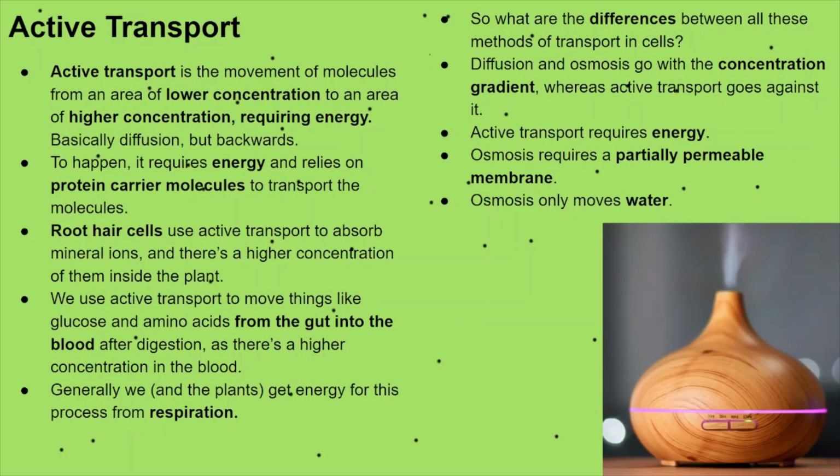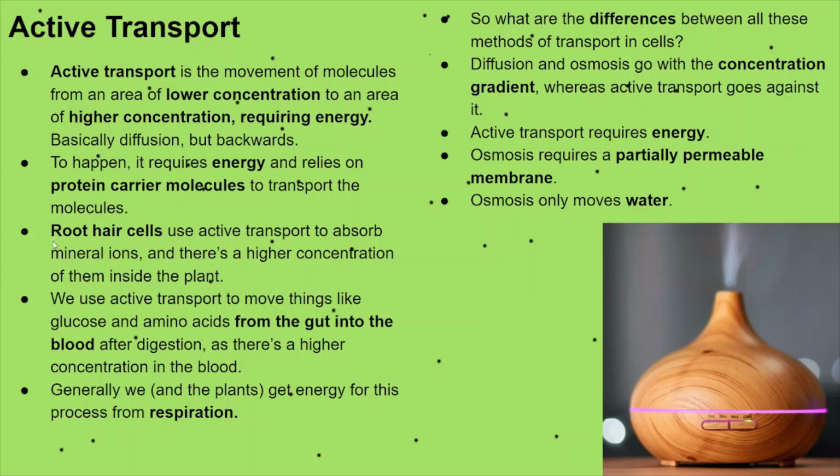So our final method of transport between cells is active transport. This is again different from diffusion because it's the movement of molecules from an area of low concentration to an area of high concentration this time, so against the concentration gradient, and it requires energy, so diffusion but backwards. It also requires protein carrier molecules. These transport the molecules.